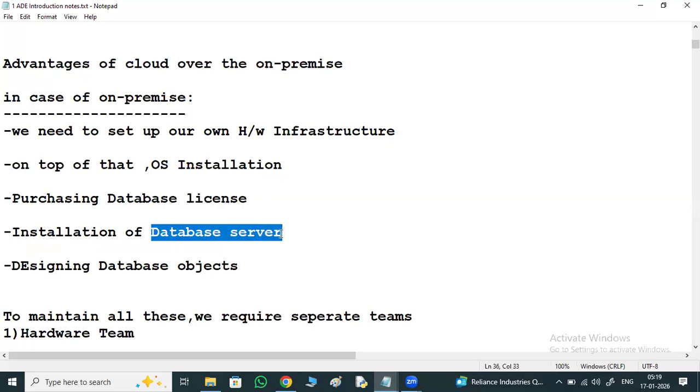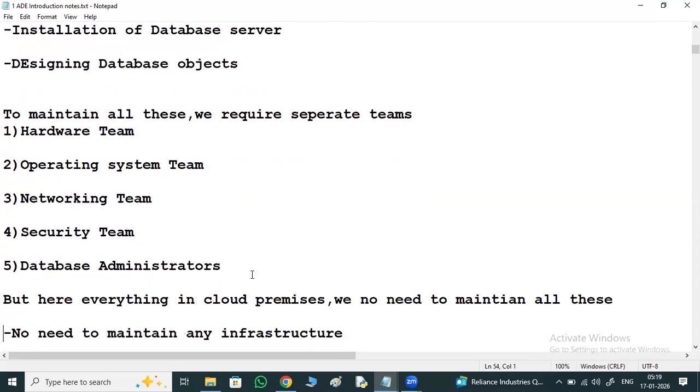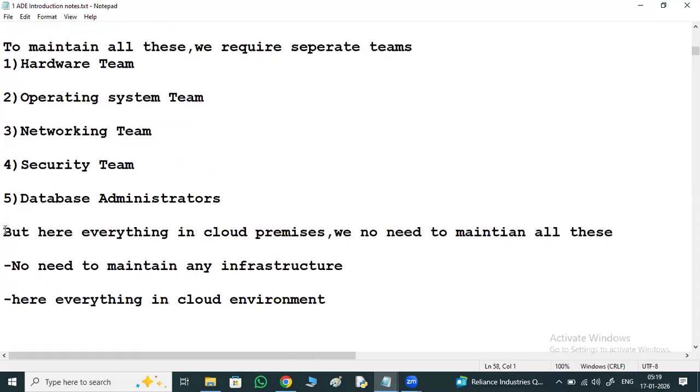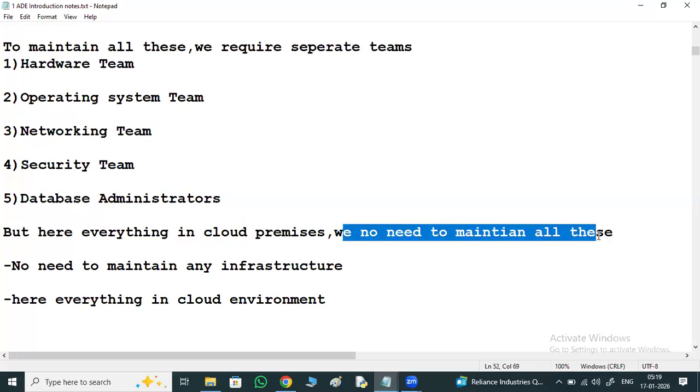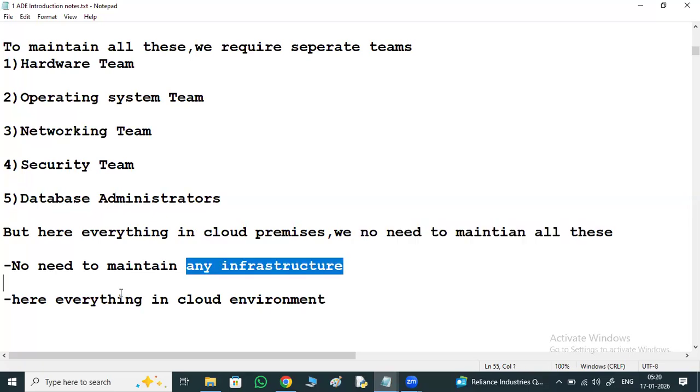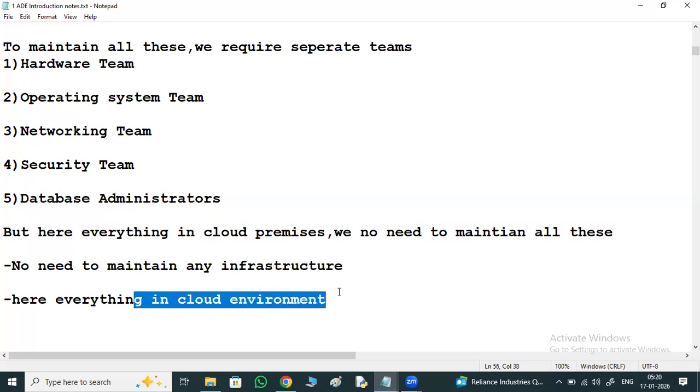To maintain all this, we require separate teams. A hardware team is required. An operating system team is required. A networking team is required. A security team is required. Database administrators are required. But here everything is in the cloud premises. We no need to maintain all this. There is no need to maintain any infrastructure. Everything is within the cloud environment.